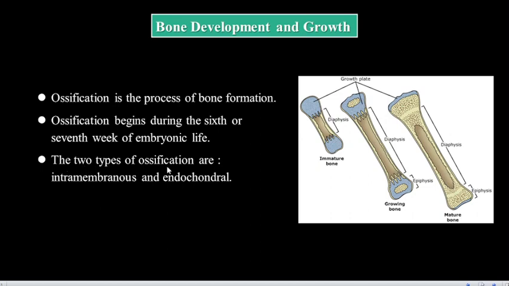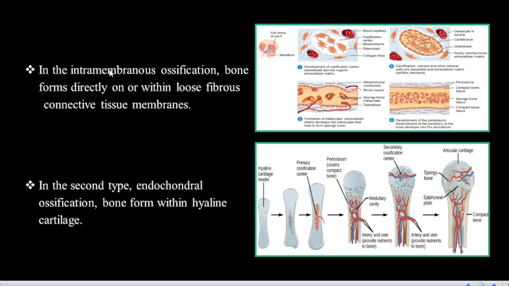The 2 types of ossification are your intramembranous and the endochondral. So, may dalawa tayong types ng ossification. The intramembranous ossification, ito yung process in which the bones are directly on or within loose fibrous connective tissue membrane. So, meaning, kapag intramembranous ossification, ang bone ninyo nag-originate siya sa mga loose fibrous connective tissue membranes. Nanggaling siya sa tissue membranes.